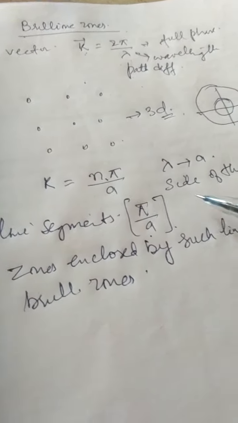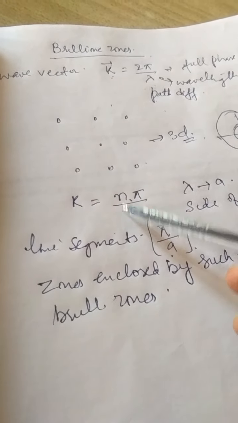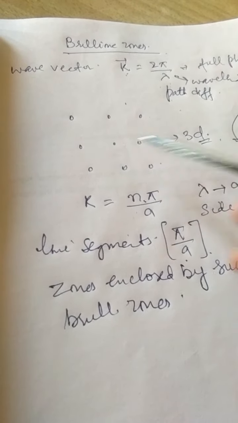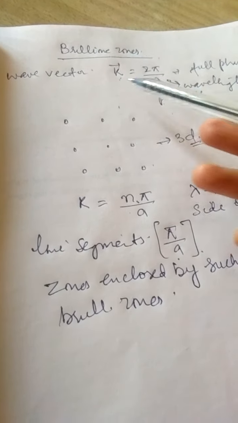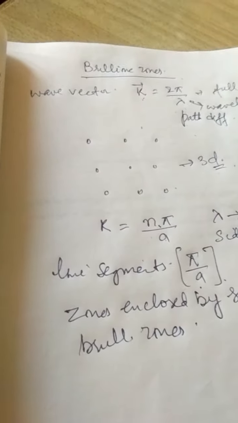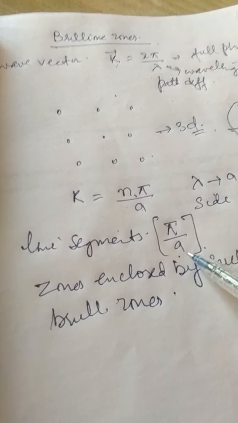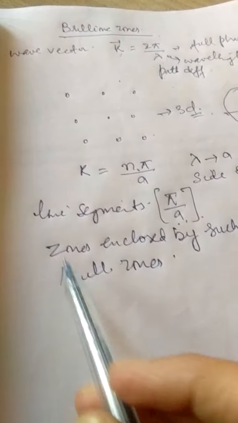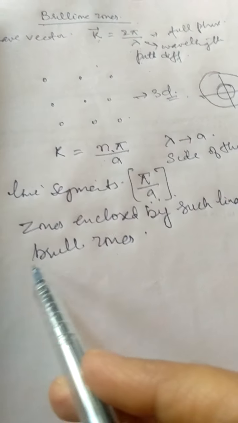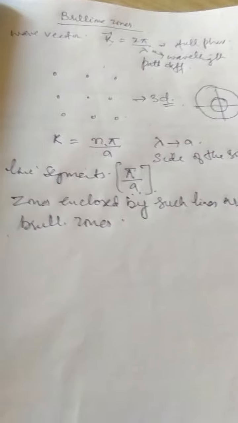I'm again repeating that since k is 2 pi by lambda, in case of a solid, this lambda will go to a, where a is the length of the side of the solid. This 2 will go to n because now we are not dealing with 2 dimensions but more than that. So this k will be represented as n pi by a. Now if we imagine line segments whose lengths are of order pi by a, then any regions in the solid which are enclosed by these line segments are called Brillouin zones. Now the question is, how do we geometrically conceive this idea?